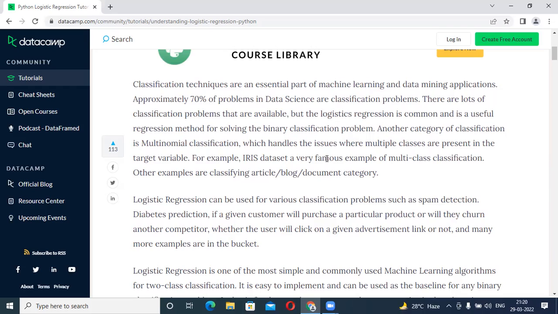Another category of classification is multinomial classification. Now, what is a multinomial classification? It handles the issues where multiple classes are present in the target variable. So when there are more than two classes, it may be a multinomial classification problem. When there are multiple classes present in the target variable, we call it multinomial classes. Here we are dealing with only one target variable, but when there are more than one target variable, then that kind of classification problem is a multinomial classification.